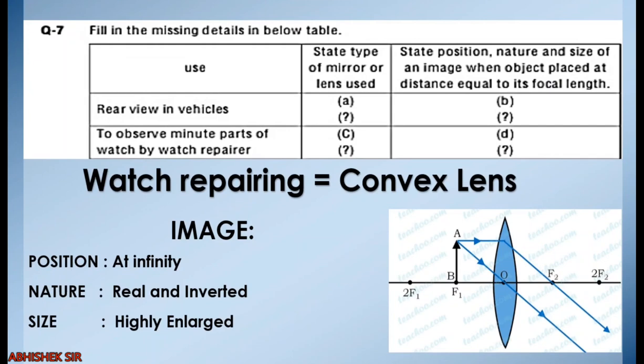Moving to the next part. Fill in the missing details, same question, but now moving on to the second one. To observe minute parts of the watch by a watch repairer. So that is nothing but a convex lens, which we also use as a magnifying lens. And over here, if you put the object at f1, the following ray diagram will tell you that position of image will be at infinity. The nature, if in case the image is formed, will be real and inverted, and size, as the rays are meeting at infinite place, it will be highly enlarged.